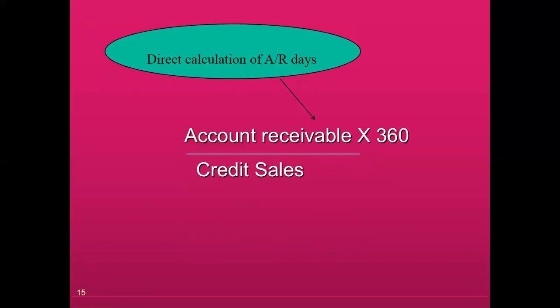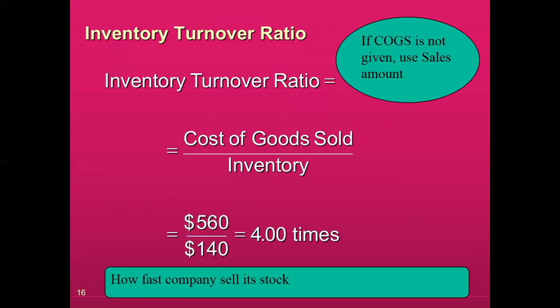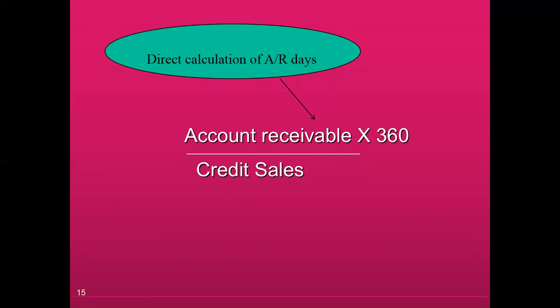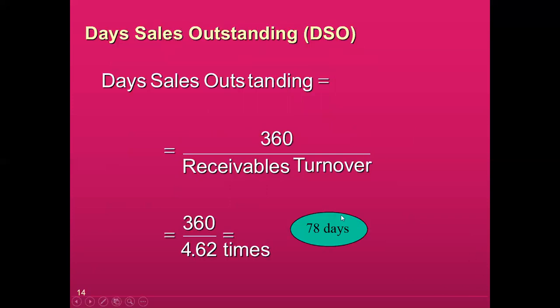This is another approach in which we can directly calculate the days rather than working in two different forms. In this, you can take the accounts receivable, multiply by 360 and divide by credit sales. Then you can directly calculate the result in terms of days. Once you apply the data in this formula, you will again get the same answer of 78 days.